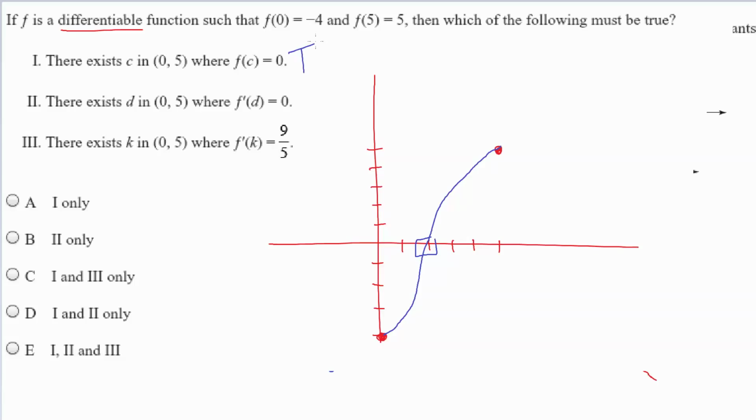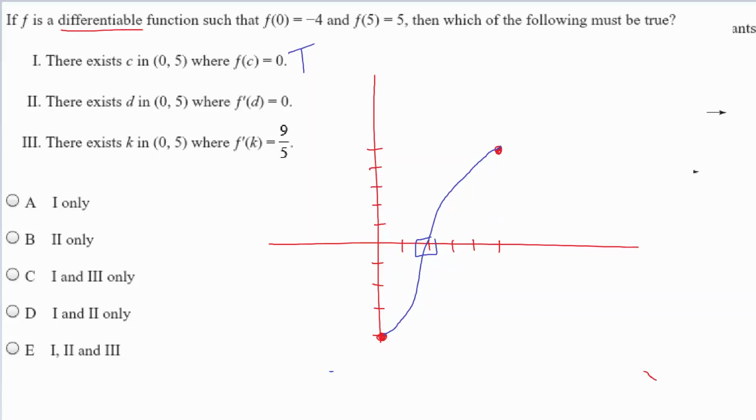There exists d from 0 to 5 where f prime of d is 0. Does the derivative have to equal 0? Well, I guess in the quick sketch I did there in 1, there would be no place where the derivative equals 0. Could it equal 0? Absolutely, it could equal 0 a whole bunch of times. 1, 2, 3, 4 times in that sketch. But does it have to? It says must be true. I mean, it could, but it says must. So I would say that is not a must be true question.